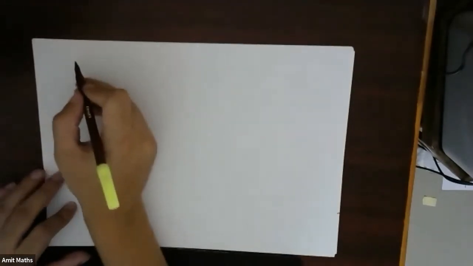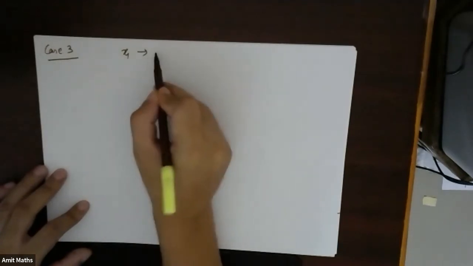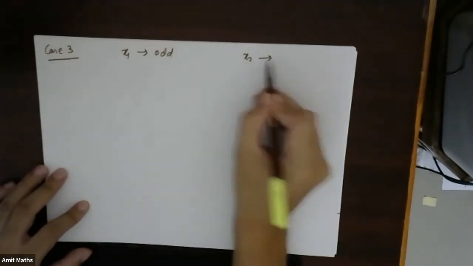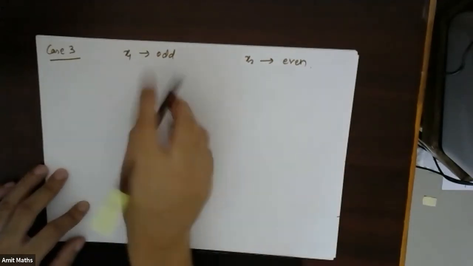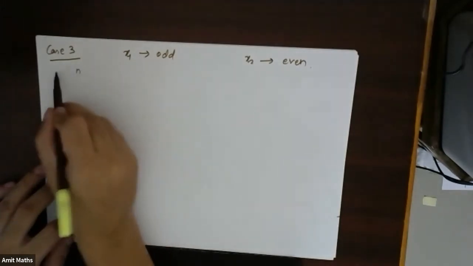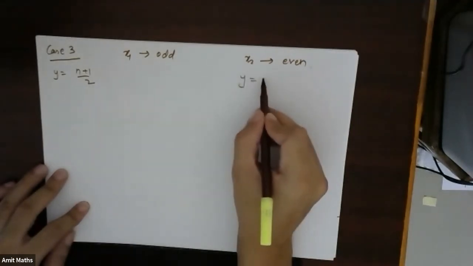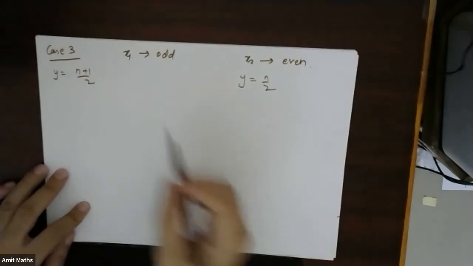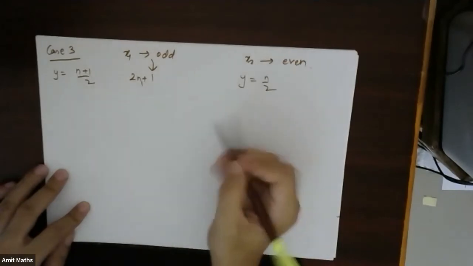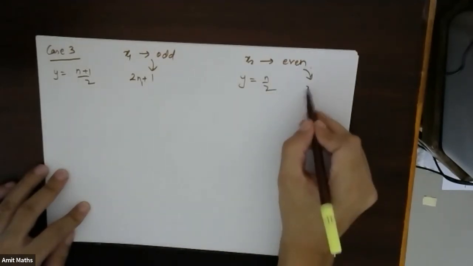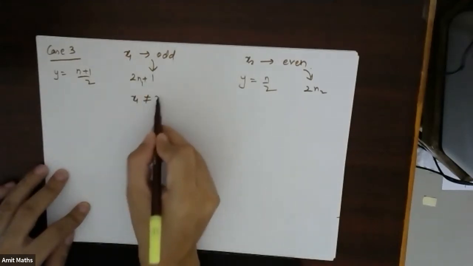Now suppose for the third case, case 3, x1 belongs to odd and x2 belongs to even. For odd the function was y is equal to (n plus 1) by 2, and for even the function was y is equal to n by 2. Now odd numbers I can take in the form of 2n1 plus 1, and even numbers in the form of 2n2. And I have seen that x1 is not equal to x2.